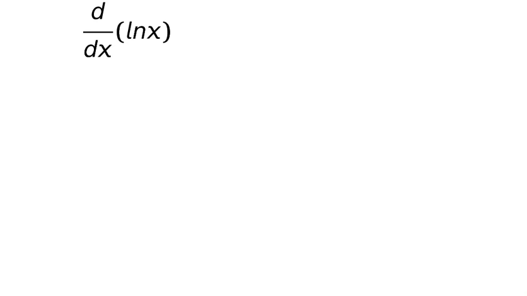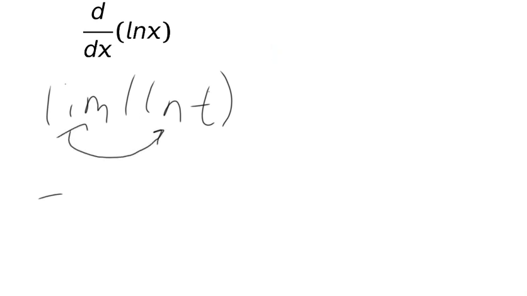We'll find the derivative of the natural log function using the definition of derivative. A couple of notes before we start. When we have the limit of a natural log function, natural log is a continuous function for all positive numbers. So when you're taking a limit of a continuous function, you can switch the order of these two. It becomes the natural log of that limit.